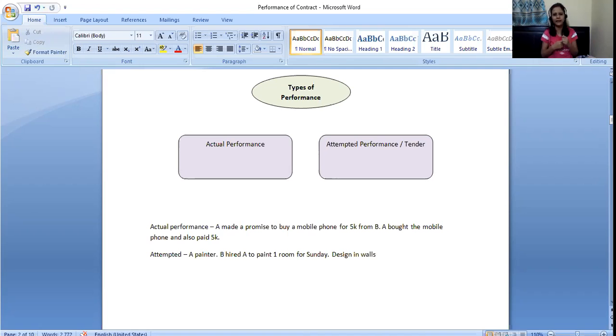If I am making some kind of changes to it, obviously the other party would refuse, right? That time I would not get the benefits. But when I'm trying to perform my part without any conditions, without any changes, and the other one is still not allowing me, then only I would get the advantage that I have made an attempt to perform my part, but I was not allowed to perform it. So these are the two different types of performance.